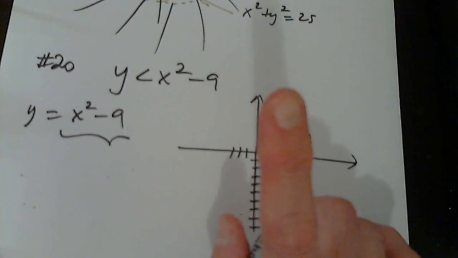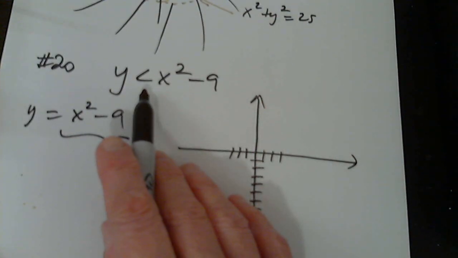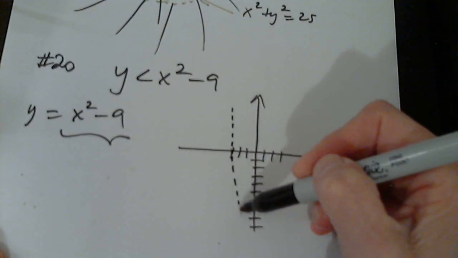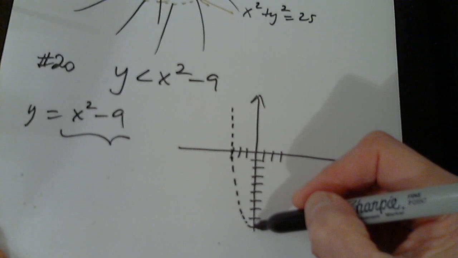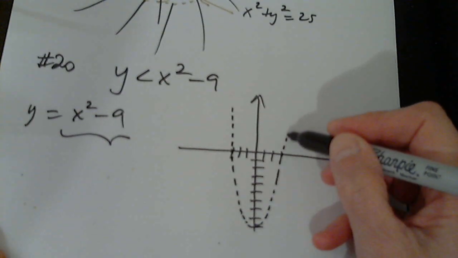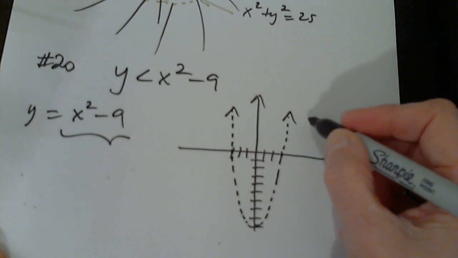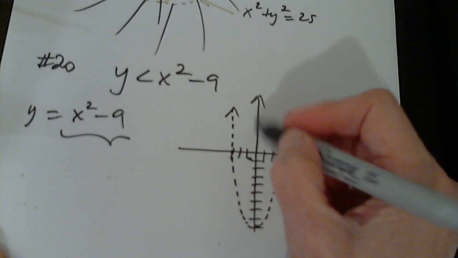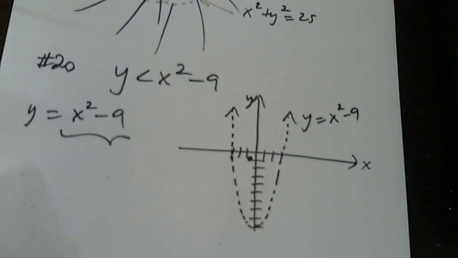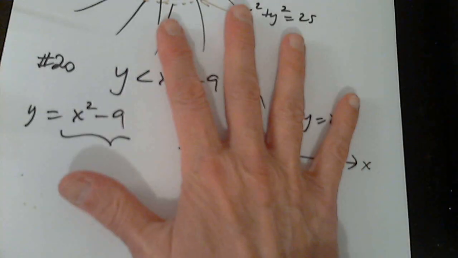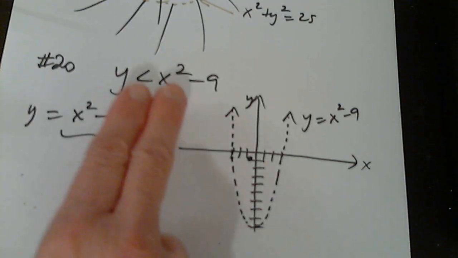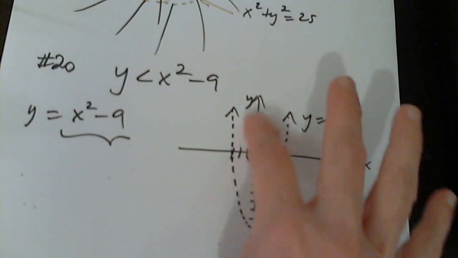Solid curve? No, because there is no equal symbol. So here it is. It's a parabola. It's a quadratic function. We graphed it several times this semester. So this is y equals x squared minus 9. It divides the entire plane into two pieces, the outer and the inner.